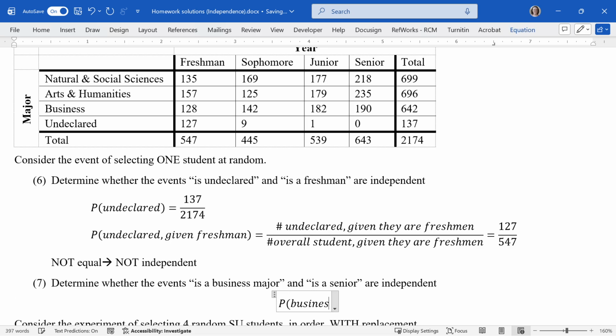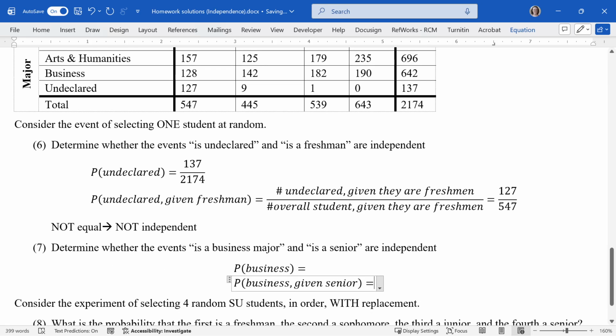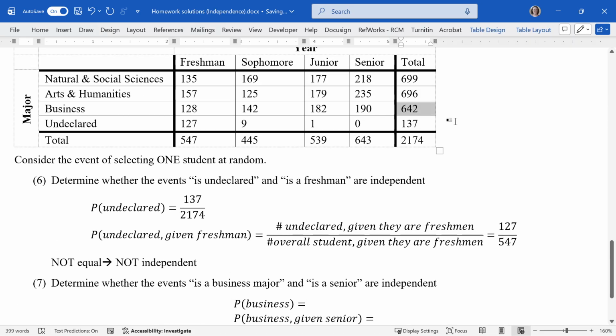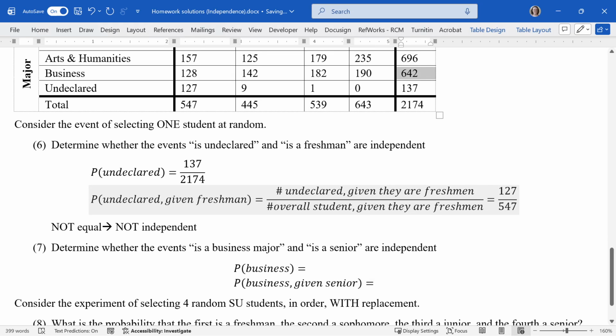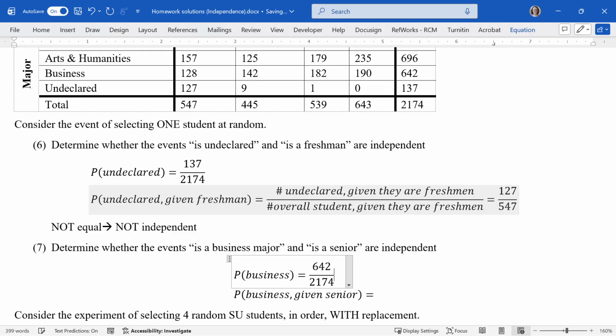So probability of business versus probability of business given they're a senior. I'll just always do these the same way if it's possible. So probability of business is, there's 642 of them overall. So if I grab a random SU student, that's the probability from that semester. That's the probability they're a business major.